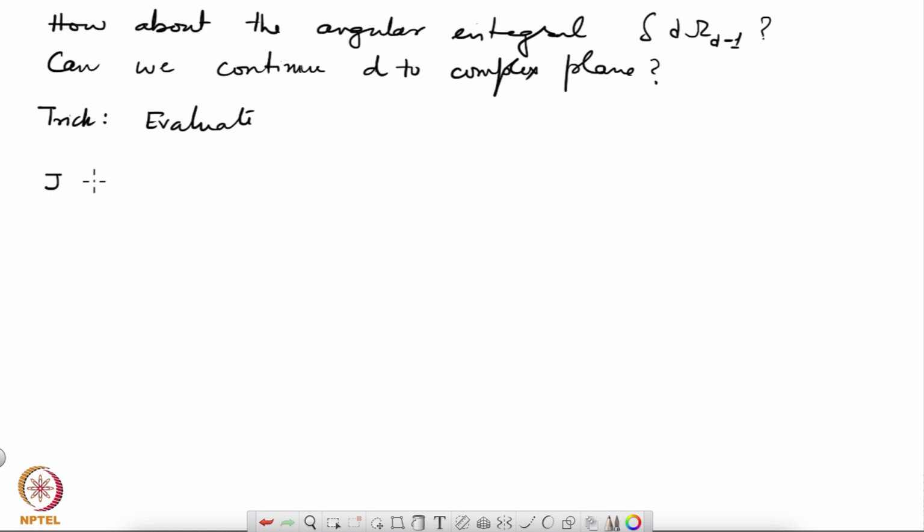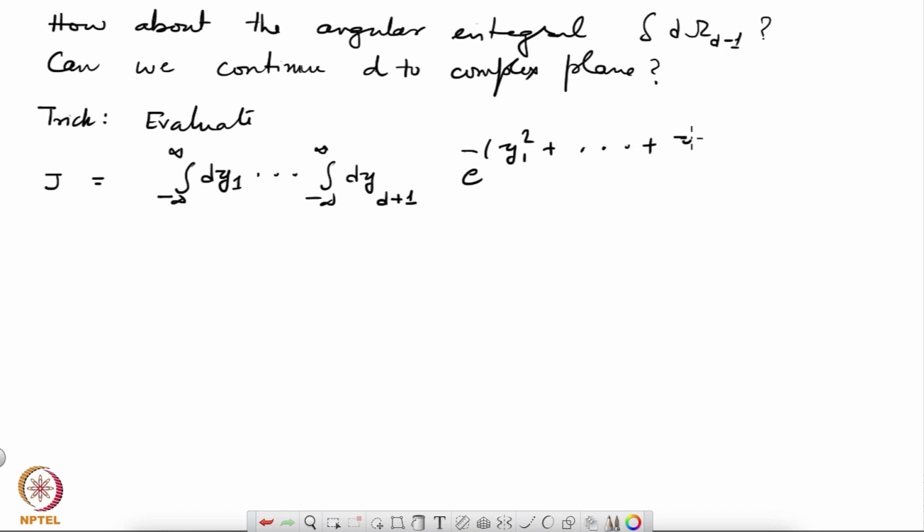Let's call it J. Okay, integral J, which is the following: minus infinity to infinity dy1 to dy d plus 1, e to the minus y1 square plus y2 square, and so forth, up to y d plus 1 square. That's the integral I am interested in evaluating because it will be useful in determining integral d omega d. I am calculating integral d omega d, and later I will replace d by d minus 1.